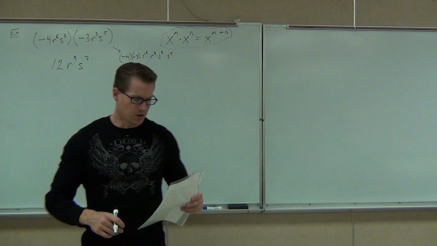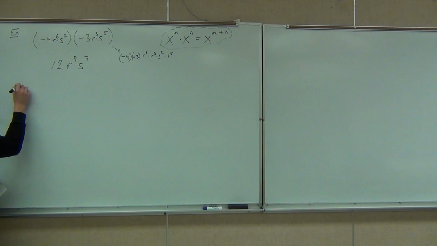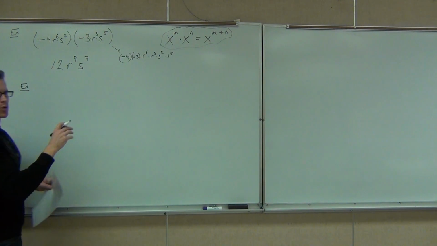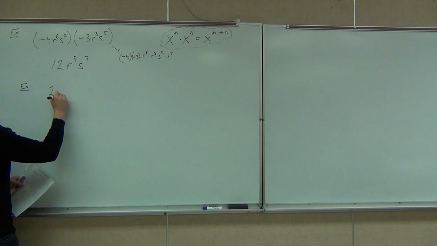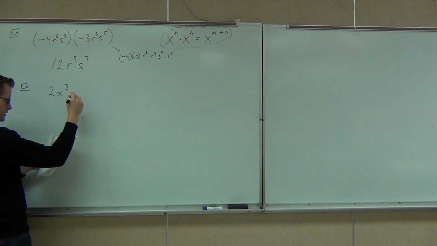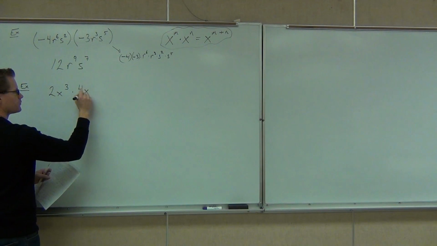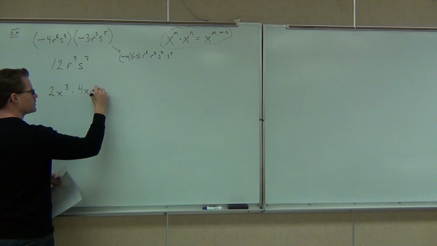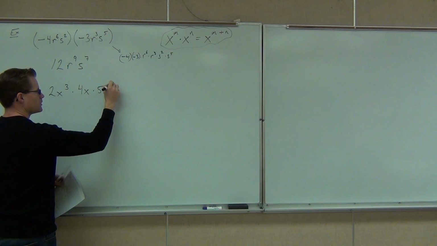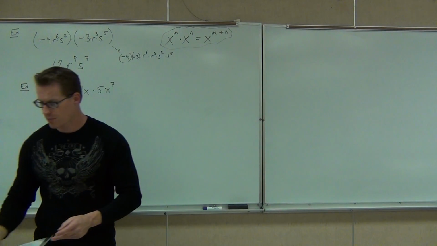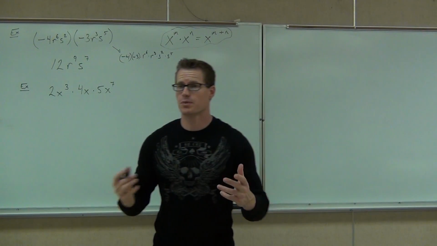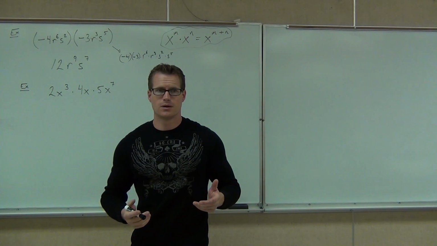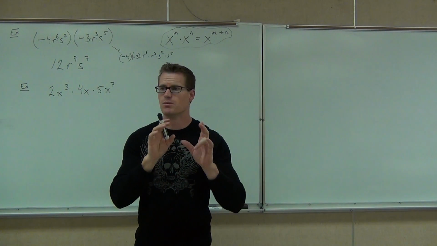Now there's one more we can look at. Let's see if we can extend this concept to more than just a couple items being multiplied together. For instance, 2x to the 3rd times 4x times 5x to the 7th. Are we still multiplying? Do we have any common bases that are being multiplied?